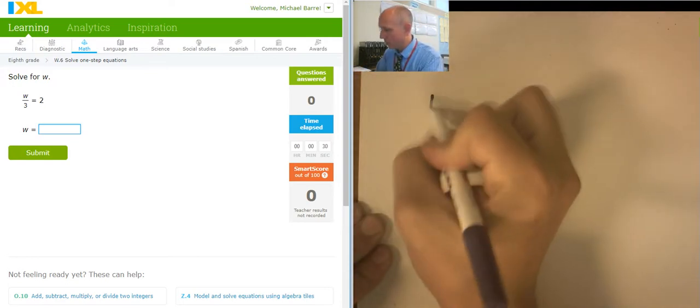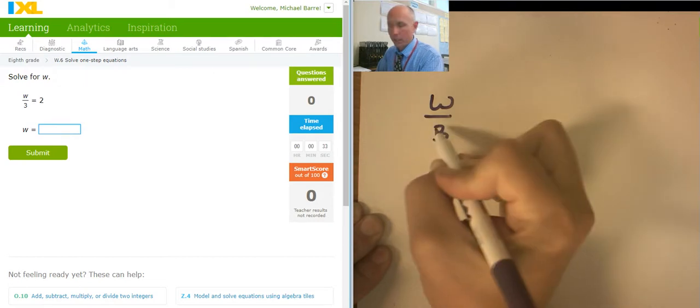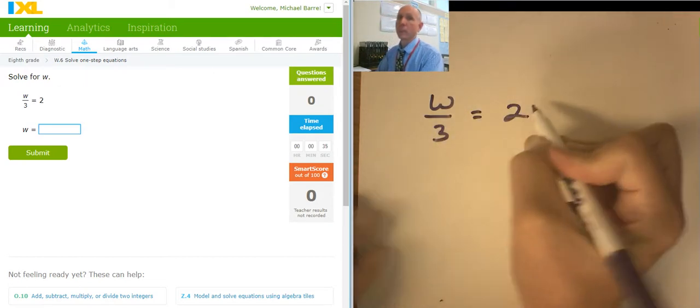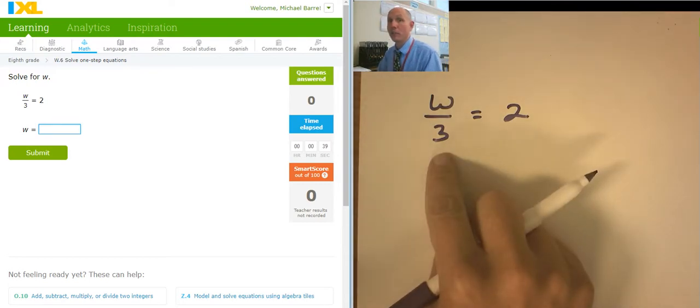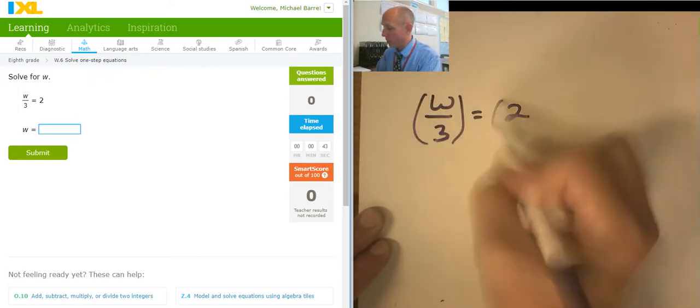So I have W over 3 equals 2. All right. Who is the variable? W. Who's bugging the variable? 3. What's the 3 trying to do? Divide it. How do I fight division? Multiplication. So I would like to multiply both sides by 3.